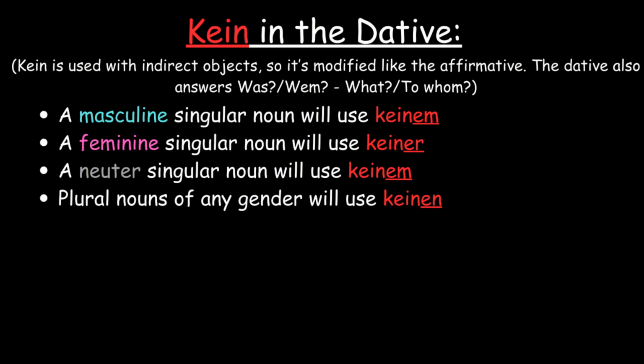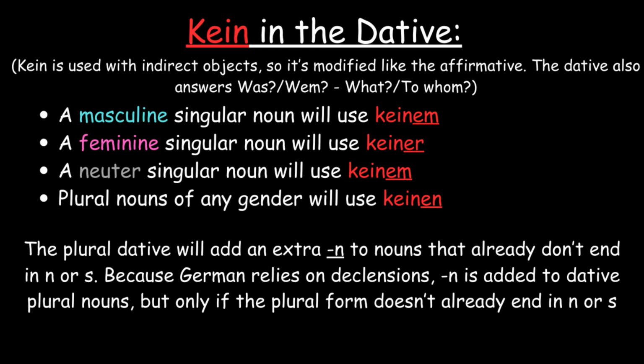A neuter noun will use keinem, and plural nouns will use keinen. Let's not forget that the plural dative will add an extra n to nouns that already don't end in n or s. Because German relies on declensions, n is added to dative plural nouns, but only if the plural form doesn't already end in n or s.